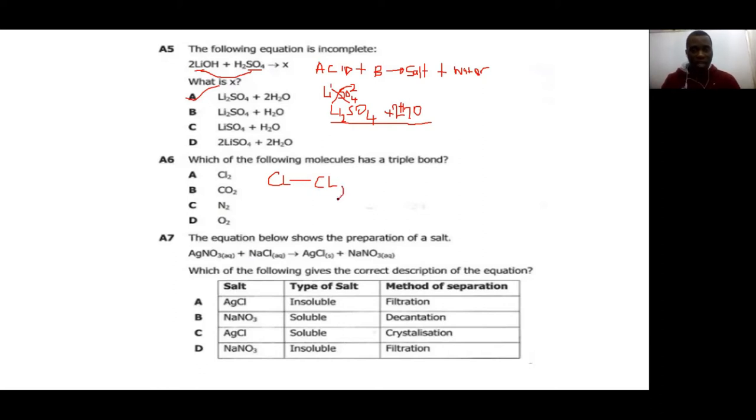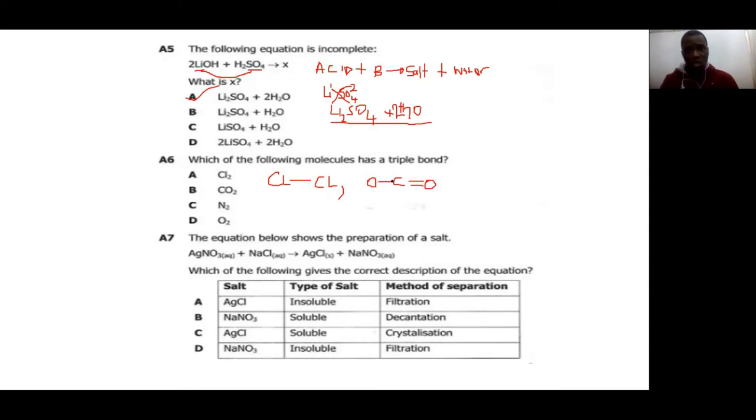So we have analyzed that A doesn't have a triple bond. Let's go to B, which is carbon dioxide. So we are going to have a carbon here, then an oxygen there, and an oxygen there. So this carbon here has got a valence of 4, meaning it requires 4 more. So it is going to share, for this side, 2 and 4 electrons.